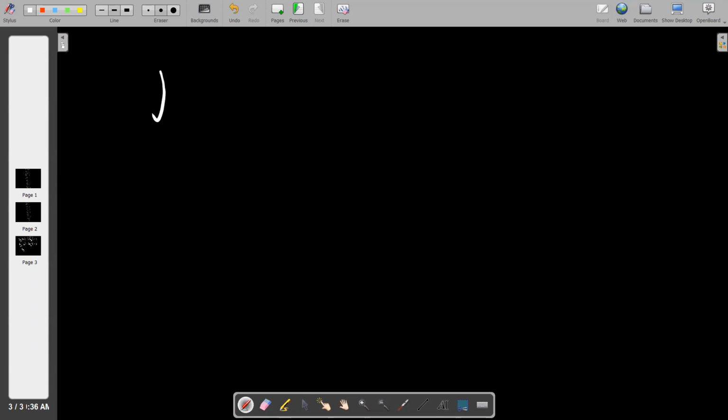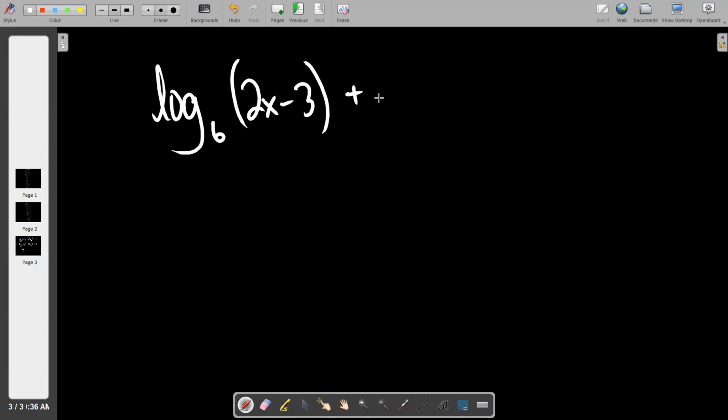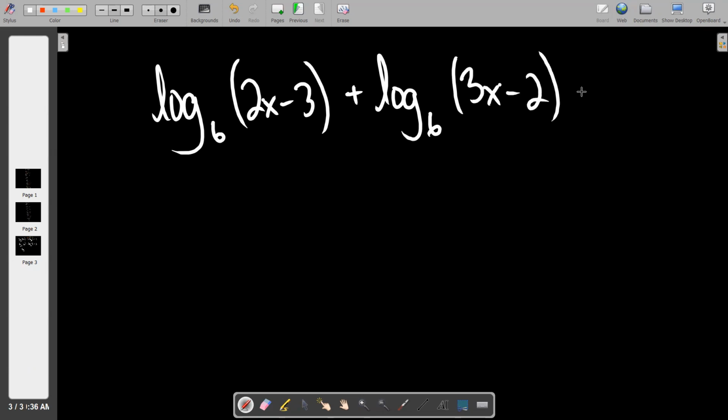Next one. Log base 6 of 2x minus 3 plus, you know where this is headed, plus log base 6 of 3x minus 2 equals 0. What do we want to do? Can we? Let's do it. Let's condense. Are we condensing into times or divide? Times.